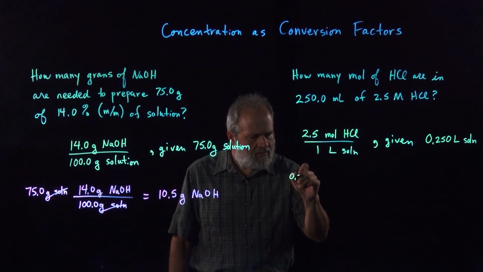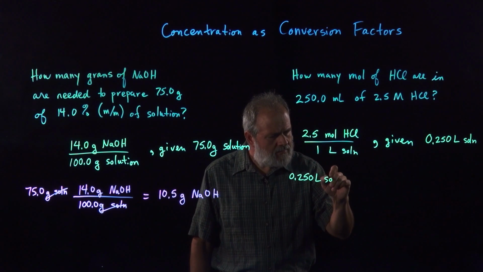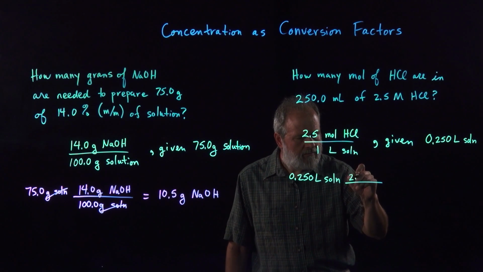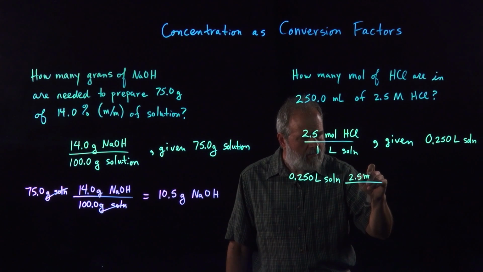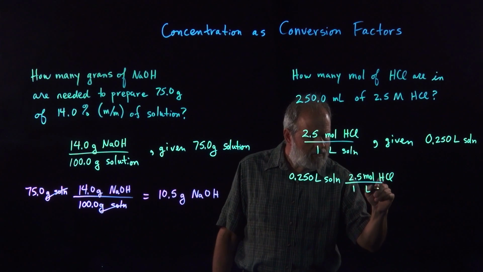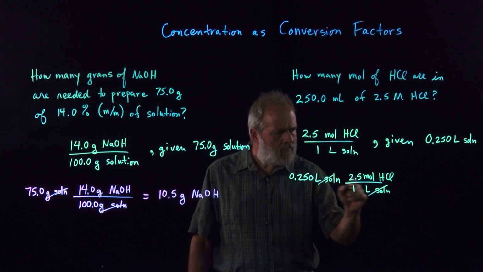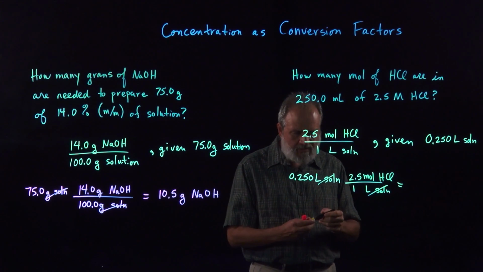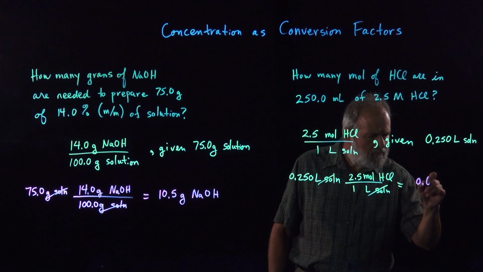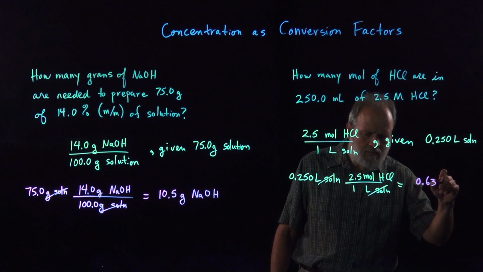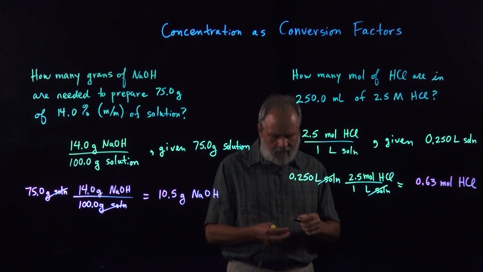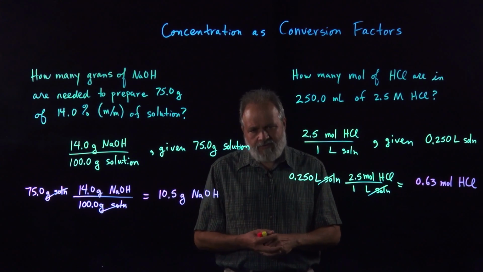So starting with 0.250 liters of solution, then multiply it by the molarity. There's only two significant figures here. And so 2.5 times 0.25, that should be 0.625, which we round off to 0.63 moles.